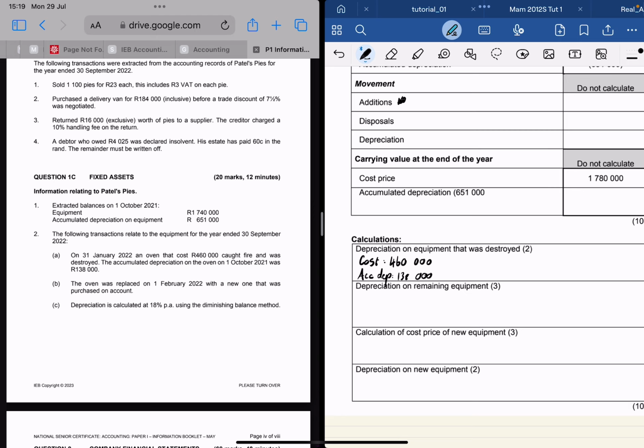Depreciation is calculated at 18% per annum on the diminishing balance method. Brilliant.